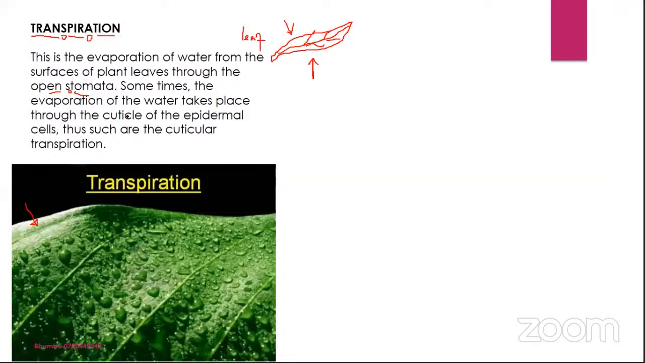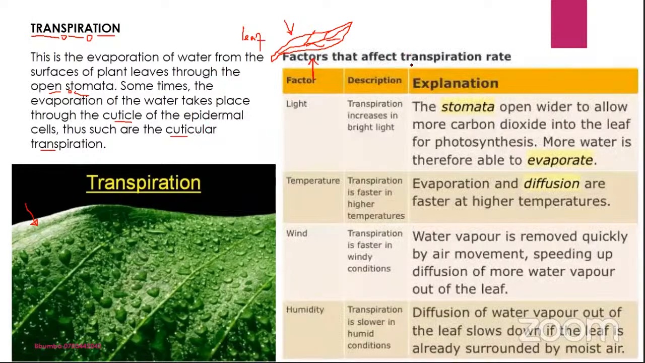Now, evaporation of water also takes place through the cuticle of the epidermal cells. That is cuticular transpiration, from cuticle. So there are very many factors which we are going to look at which affect transpiration rate. I think you know the meaning of the word affect: factors are those conditions which may either increase or decrease the speed at which the plant is going to lose water.